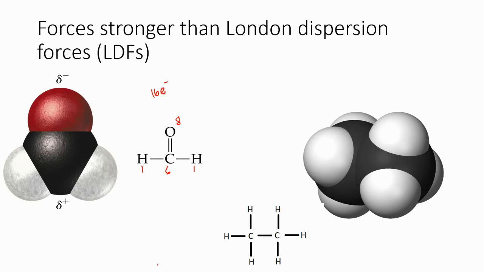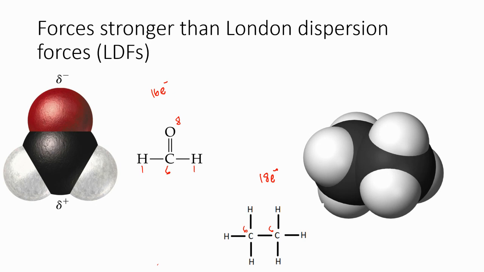The second molecule, which is called ethane, C2H6, has, again, 6 electrons for each one of the carbons. That's 12. And another 6 electrons, 1 for each of the hydrogens. So this has a total of 18 electrons. So really similar total electron count between the two molecules.